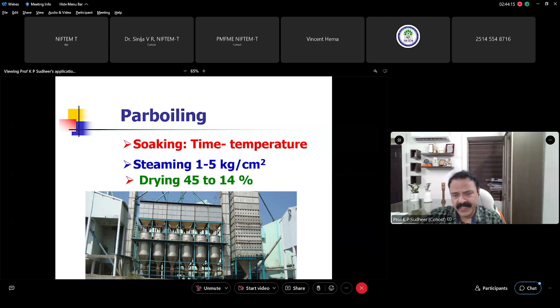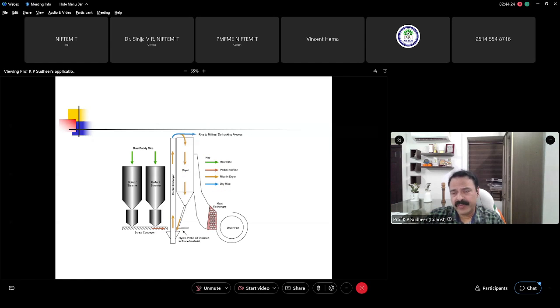I think most of those listening are aware of what parboiling is, so I don't want to explain it. But after parboiling the moisture content will be around 45 to 50%, and from this we have to bring the moisture content down to 14%. As I mentioned, for milling, the most comfortable moisture content for enhancing the head rice yield is 14%.